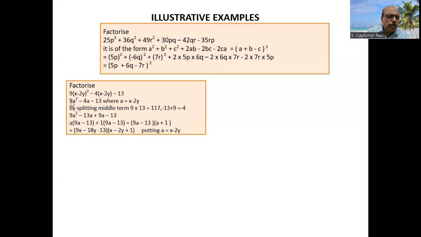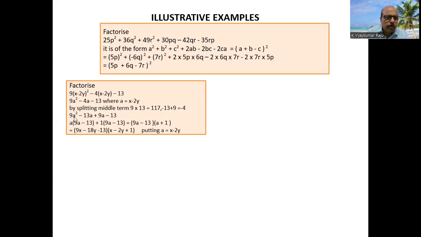Now let us try splitting the middle term. 9 into 13 is 117. And if you subtract, I must get 4. And 13 minus 9 is 4 only. But I want minus 4, so I put the bigger number minus and the smaller number plus. Minus 13 plus 9, that is minus 4. So split the middle term: 9a square minus 13a plus 9a minus 13.